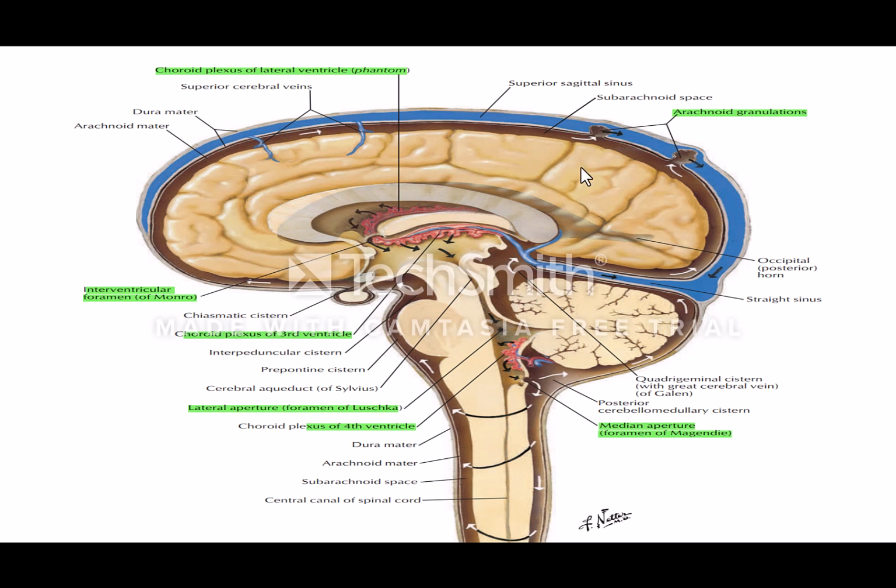So just to begin, I will say there are essentially four ventricles. You've got the lateral ventricles, a right and left lateral ventricle, which are like first and second. Then you have the third ventricle, and you've got a fourth ventricle. This cross section shows the lateral ventricle there.